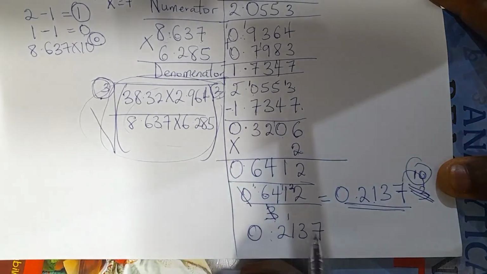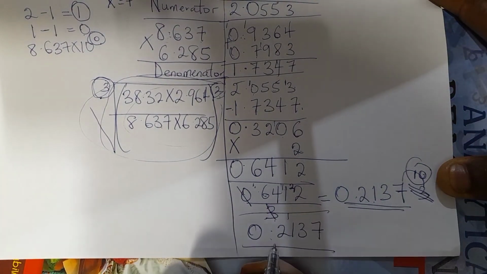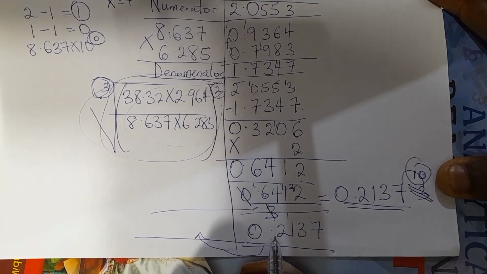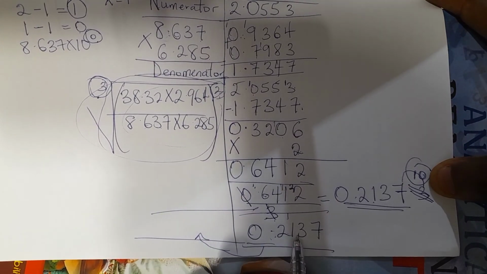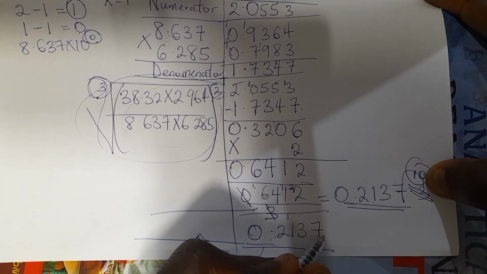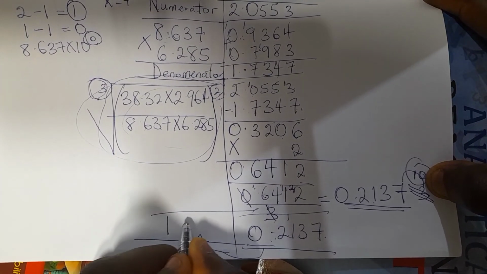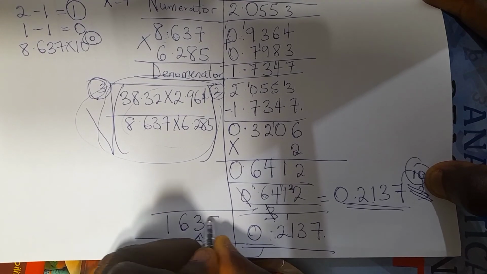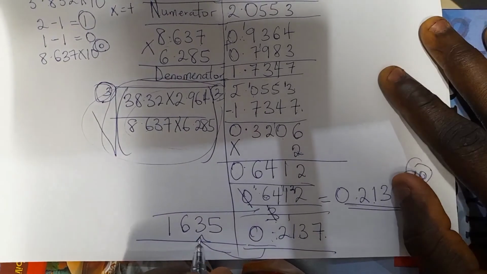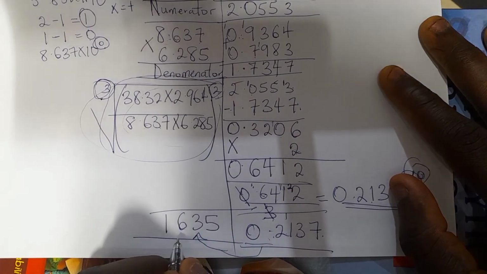So what do you have to do? You have to take this to your antilog. Okay, now look for the antilog of 0.21 under 3 difference 7. What will it give you? It gives you 1635. You can see.